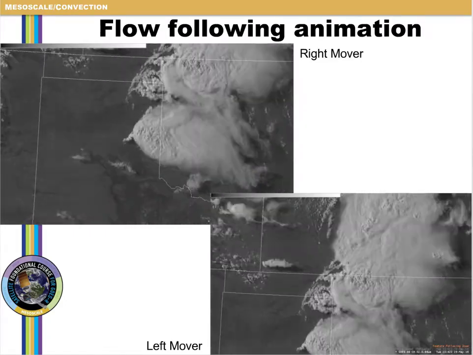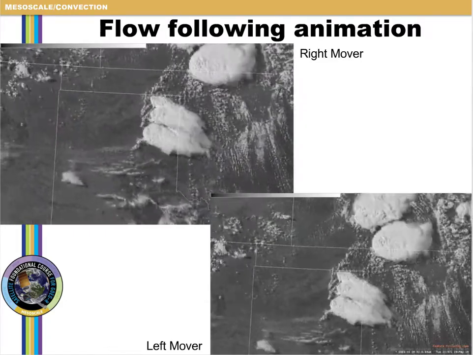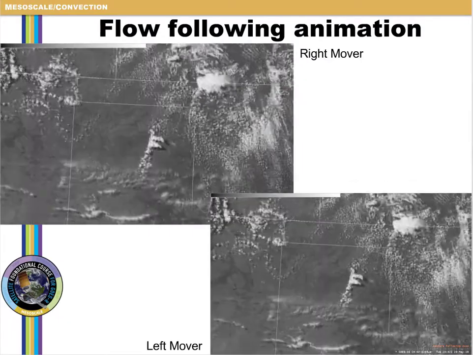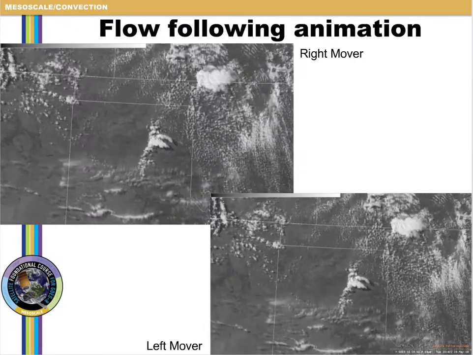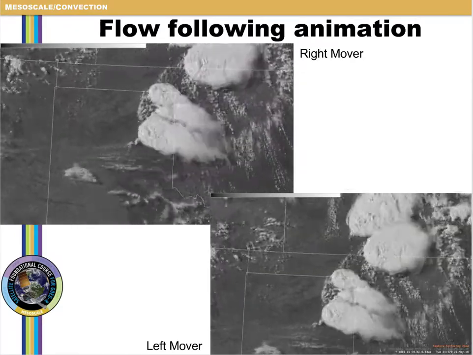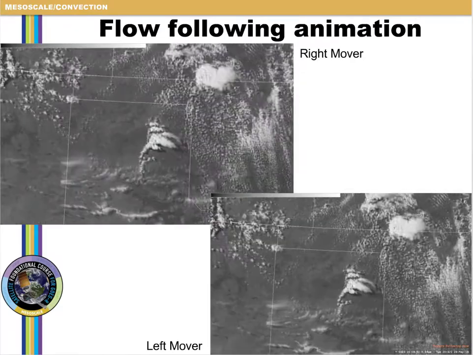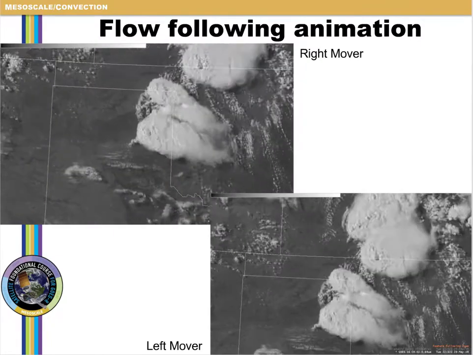In our example, the loop centered on the left mover, moving from the northeast Texas panhandle into the Oklahoma panhandle, is clearly moving faster than the right mover, which is what we'd expect. The anvil orientation on the left mover is also different from that on the right mover.